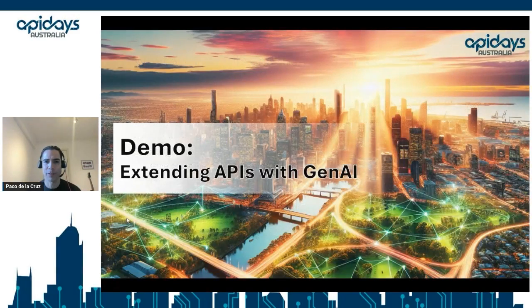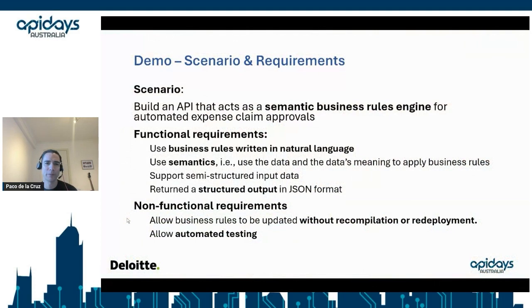All right, so let's jump into the demo, right? So the scenario, I wanted to build a semantic business rules engine, right? And build an API that acts as a semantic business rules engine. And I picked the automated expense claim approval process, right? And I had some functional requirements here. I wanted to use natural language to write the business rules. And I also wanted the business rules engine to use semantics, right?